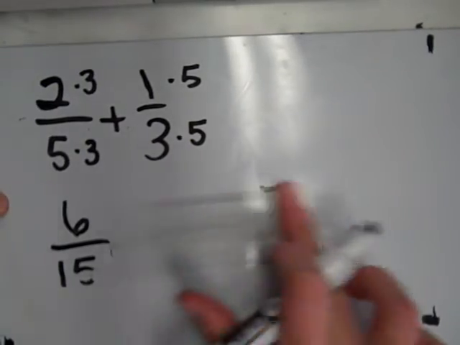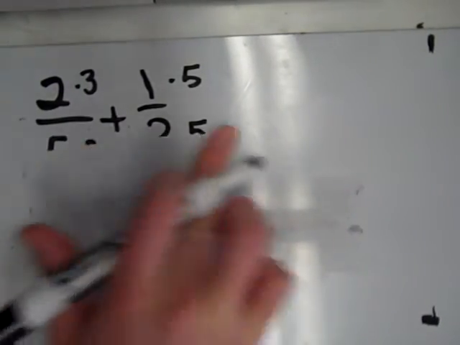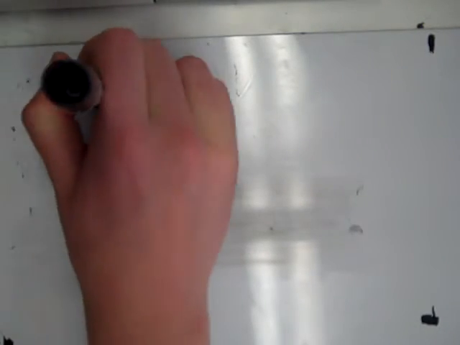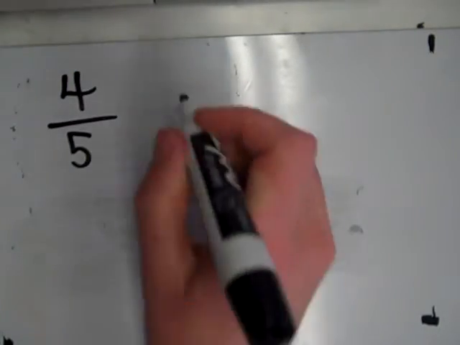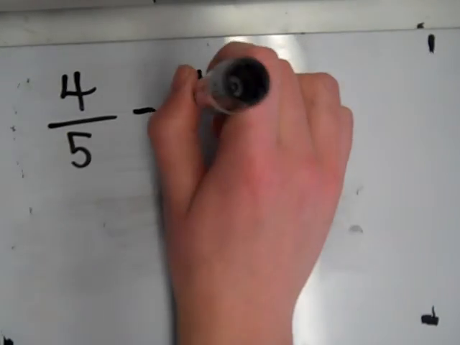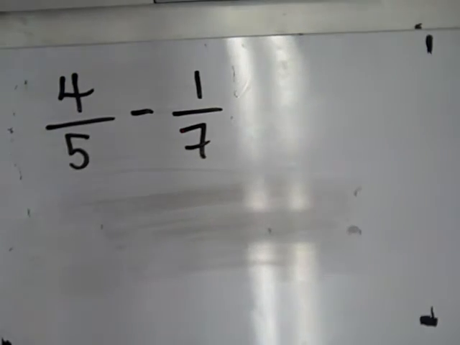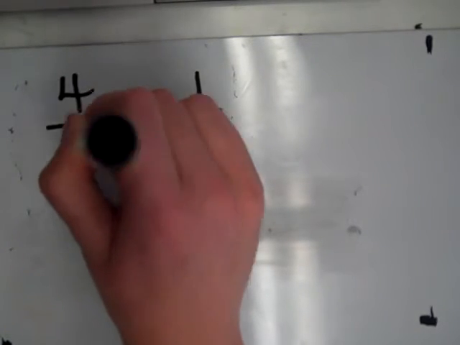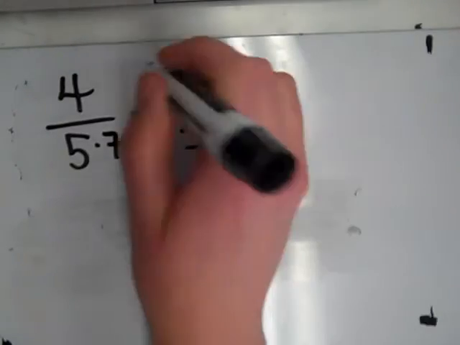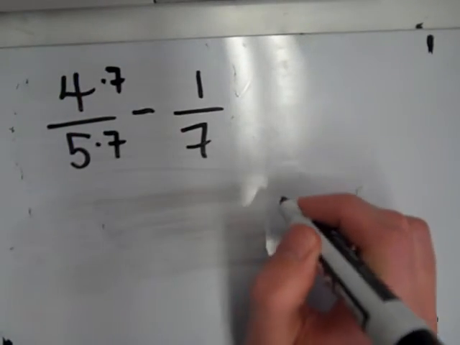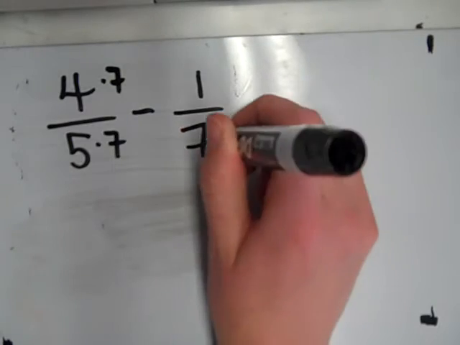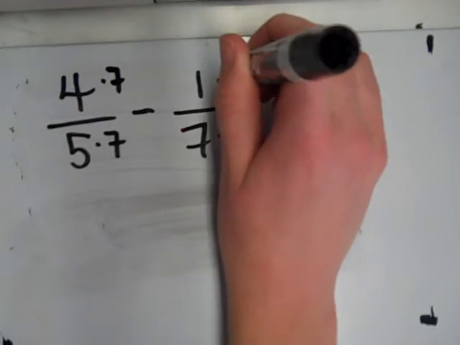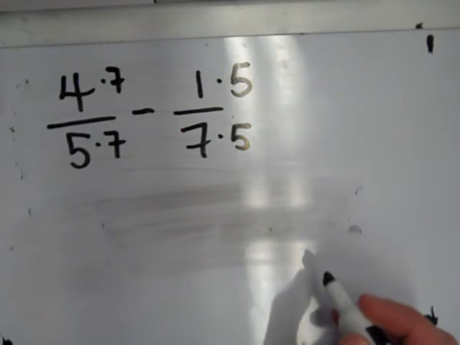Alright, fraction subtraction is the same process. If I have one fraction and I'm subtracting another fraction, I again find a common denominator. If my two denominators are 5 and 7, the common denominator is going to be 35. So to turn 5 into 35, I multiply by 7. I have to do that on the top and the bottom. To change 7 into 35, I multiply by 5. I have to do that on the top and the bottom.